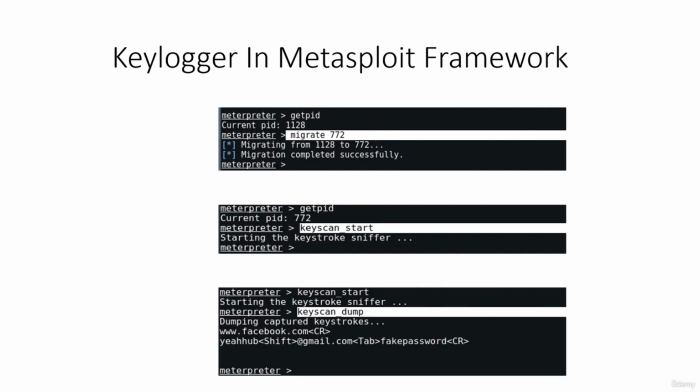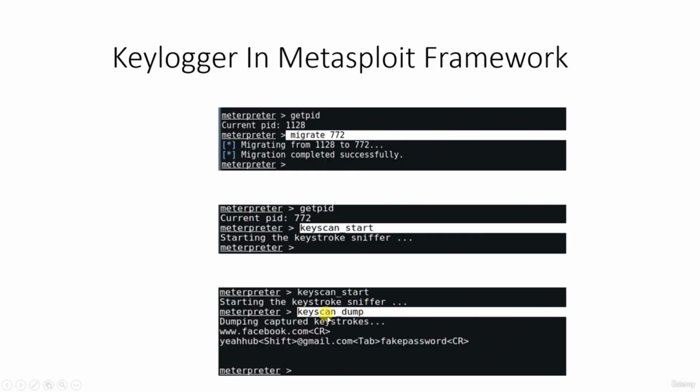So let's go ahead and see what it looks like when you start a remote keylogger. To capture keystrokes, simply type keyscan_start and it will start the remote keylogger. Now we need to wait; this will take a couple of minutes until our victim types something on the keyboard, for example, opens the browser and tries to log in to a Facebook account. Now back on the Kali system, to see what was typed, simply type keyscan_dump and press enter.